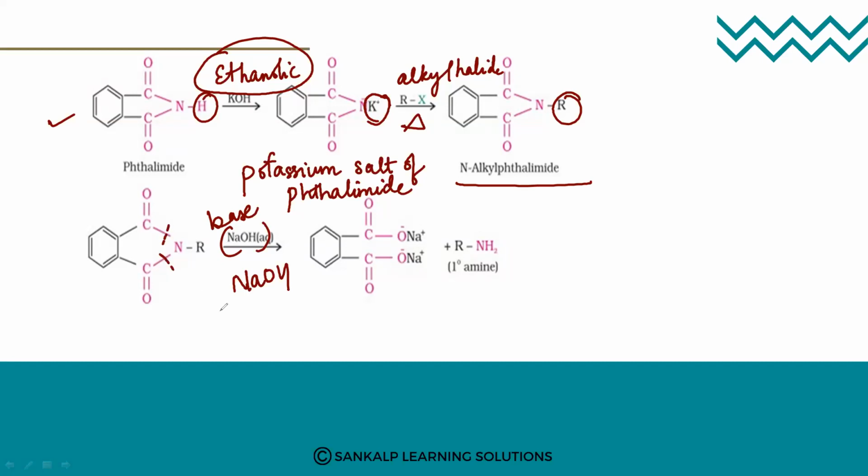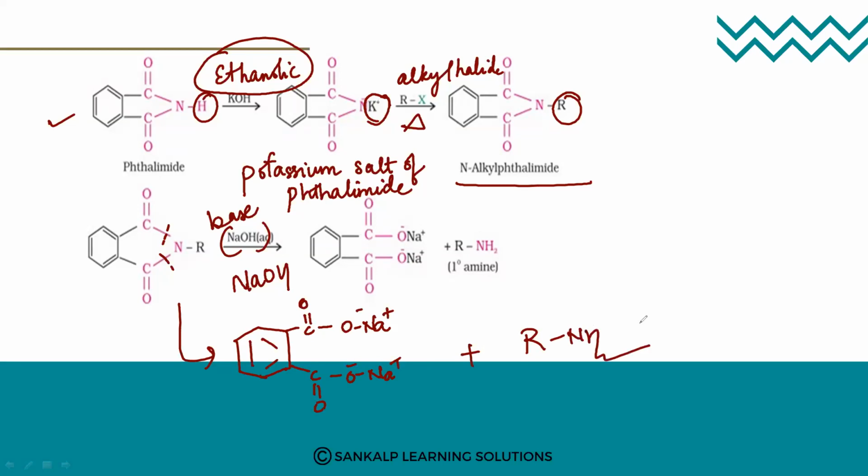Okay, and what we get is here NaOH. So here COONa, and this becomes C double bond ONa, and we get the primary amine, octane. So we get a sodium phthalate. So this is called sodium phthalate. So this is the Gabriel phthalimide reaction. So this is what? Gabriel phthalimide reaction.